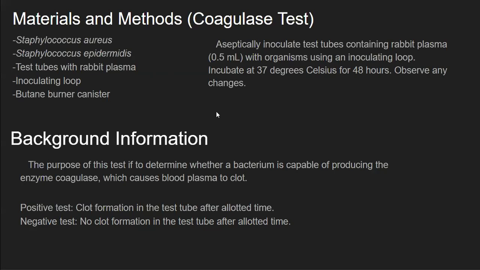The background information. The purpose of this test is to determine whether a bacterium is capable of producing the enzyme coagulase, which causes blood plasma to clot. A positive test will have clot formation in the test tube after the allotted time. A negative test will have no clot formation in the test tube after the allotted time.